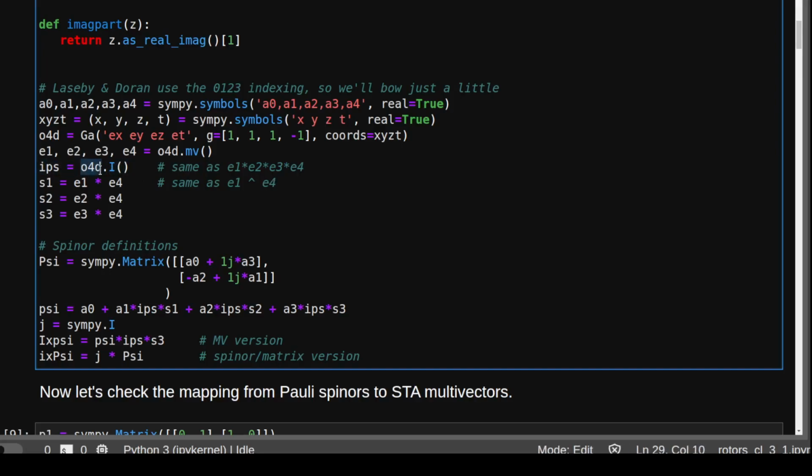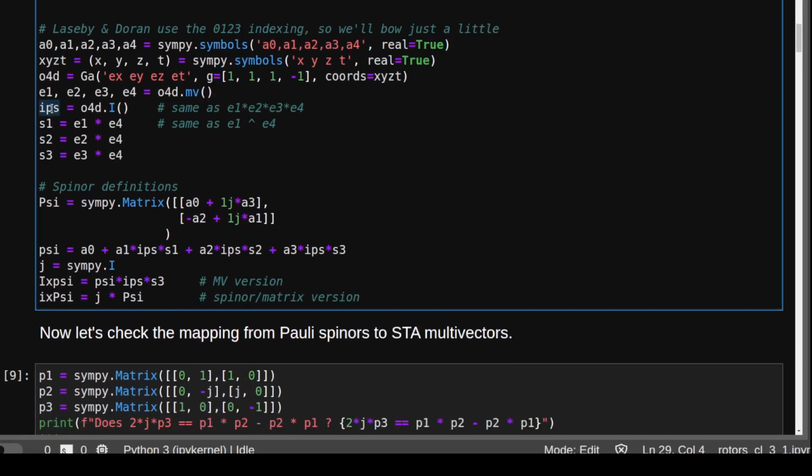You can take your algebra object and use the capital I function to get a pseudoscalar, but I just alias it to IPS for I pseudoscalar. And then these are the Pauli bivectors, sigma 1, sigma 2, sigma 3. And because these E's are orthogonal, in GeoGebra, the asterisk operator is the geometric product. And so that'll also be the same as the wedge product because they're orthogonal.